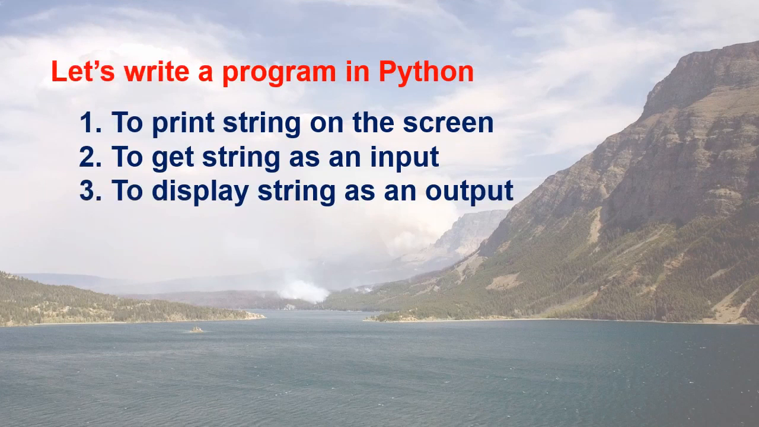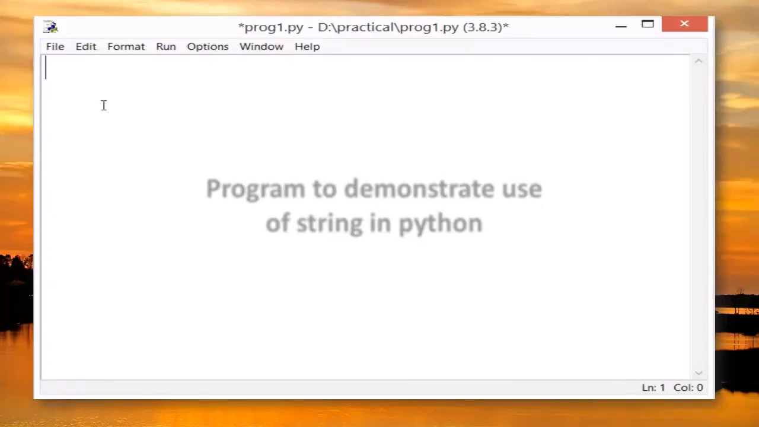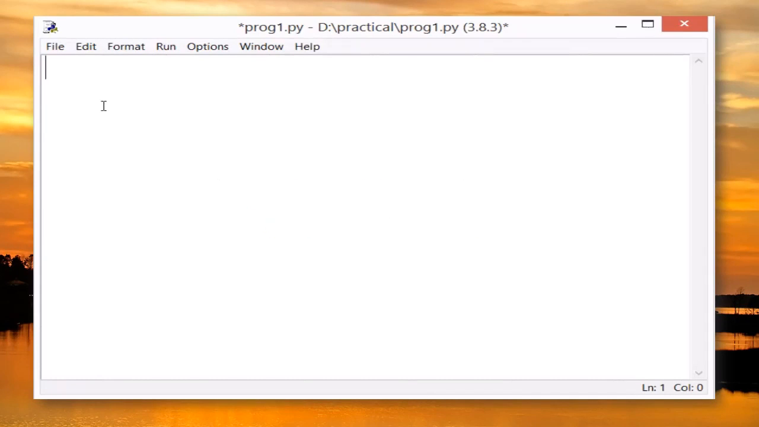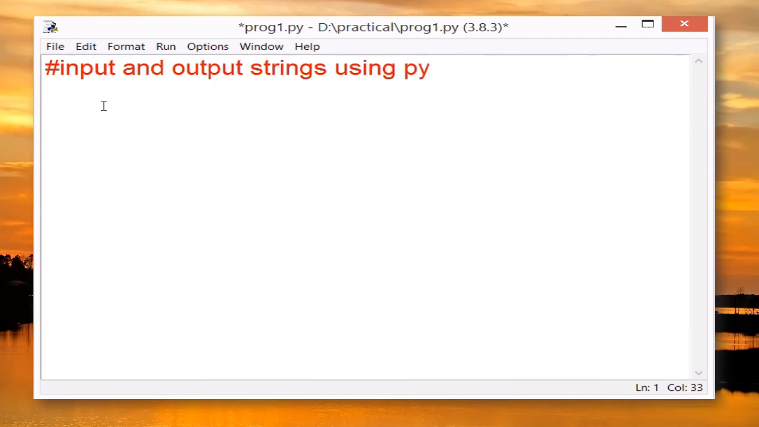Let's write a program in Python to print a string on the screen, to get a string as an input, to display a string as an output. Let's write a program on the basis of what we have learned up to now. I'm writing the comments. You know that a comment begins with a hash symbol. So, input and output strings using Python. So this will be our heading.